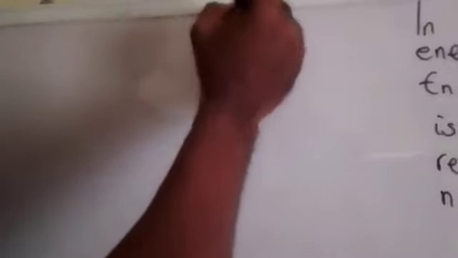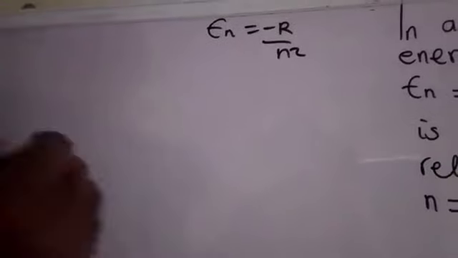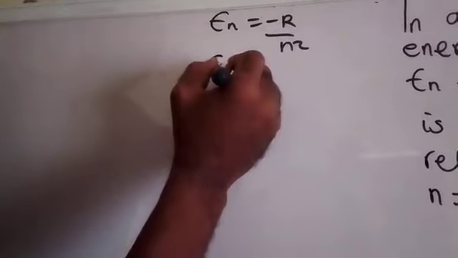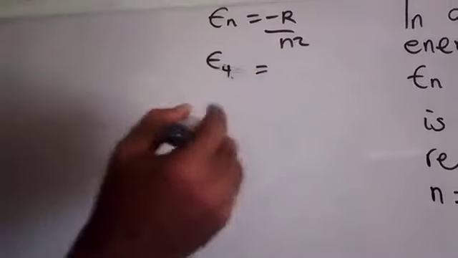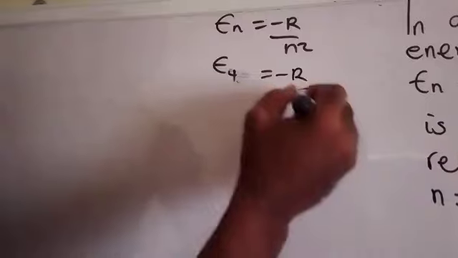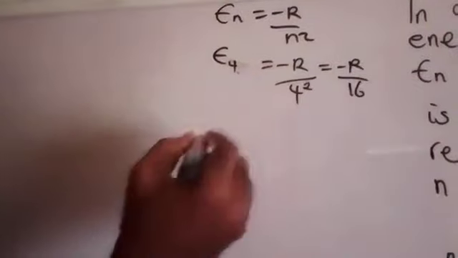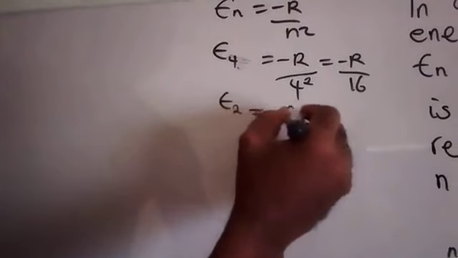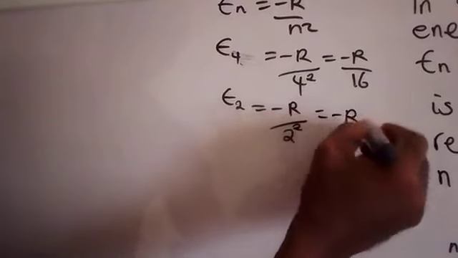Okay. Now this is the formula they give. En equal to minus R over n squared. For a new learner, it's best you let the learner understand how to find energy when it is at n equal to 4. N equal to 4, just say E4. It will be minus R over, since n is 4, 4 squared, which is minus R over 16. What about when it was at n equal to 2? It's E2, minus R over n is 2 now, so we put 2 squared, that is minus R over 4.